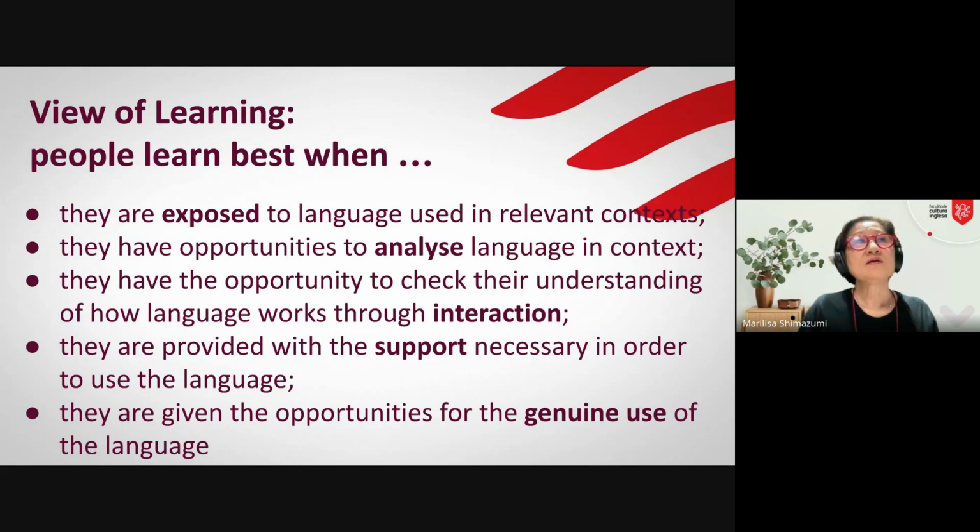Learners learn best when they are provided with the support necessary in order to learn the language. And when you are given opportunities for the genuine use of the language. So you can see here what I have put in bold. We believe that people learn best when people are exposed to language, when they have opportunities to analyze language, when they use language interactively in discourse, but also with some scaffolding, what we are doing here today, for example, our live session.